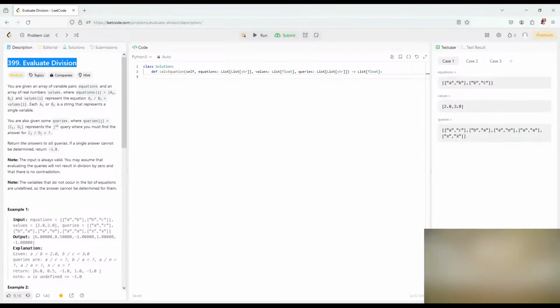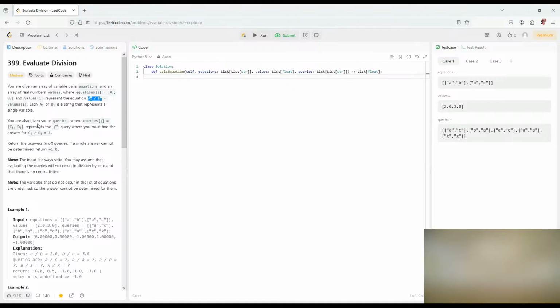Okay, today we have Evaluate Division, problem 399. You're given an array of variable pairs, equations, and an array of real numbers, values, where equations[i] = [Ai, Bi] and values[i] represents the equation Ai divided by Bi. Each Ai or Bi is a string that represents a single variable.